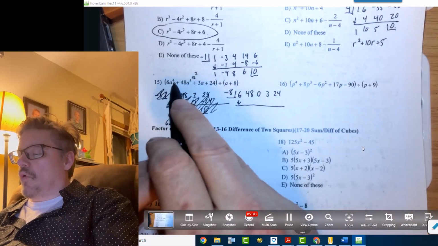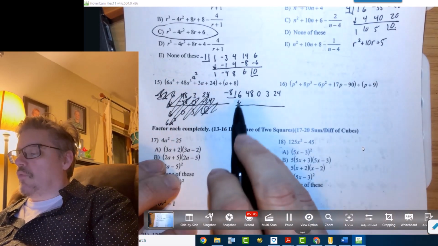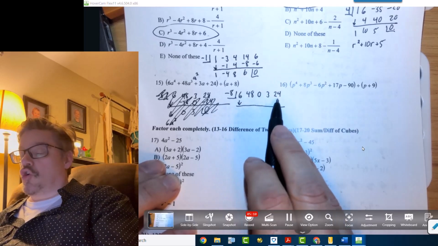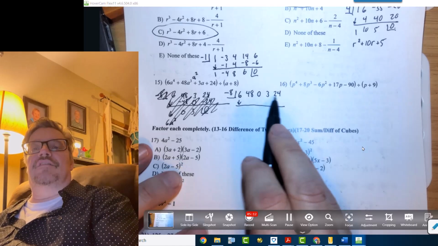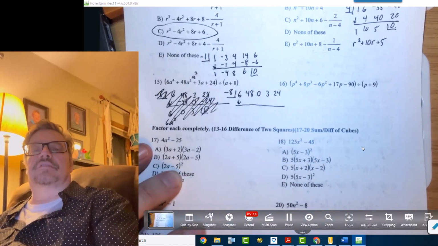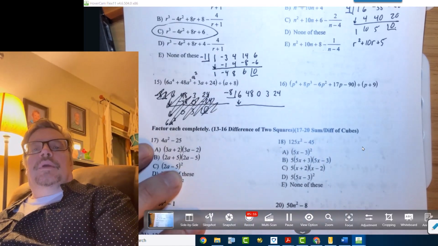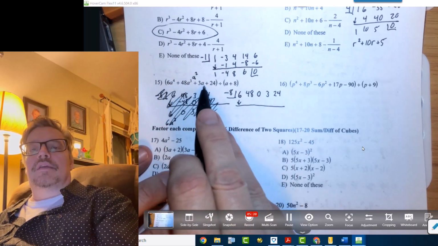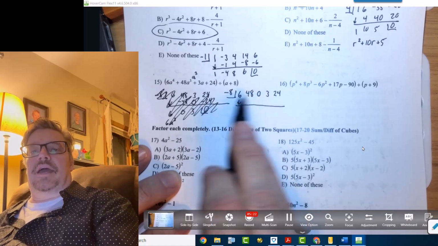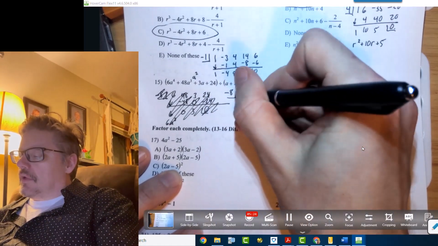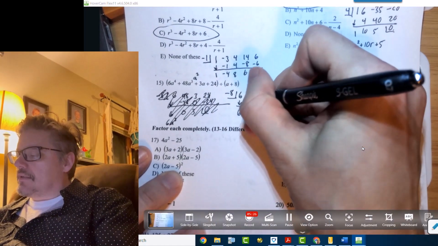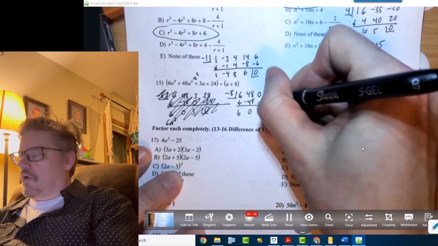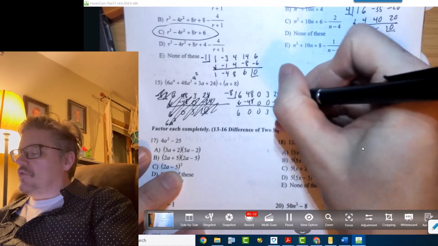If you have a fourth degree, you should have 1, 2, 3, 4, 5 coefficients, not terms, but 5 coefficients, because you need 4, 3, 2, 1, 0. So I missed that guy. So let's drop the 6, -48, then 0, 0, 0, 0, 3, and then -24.